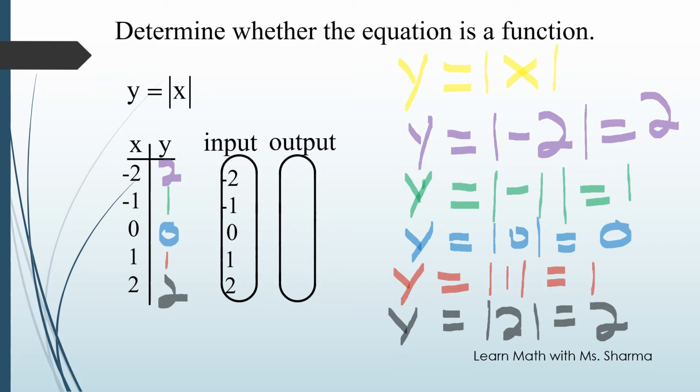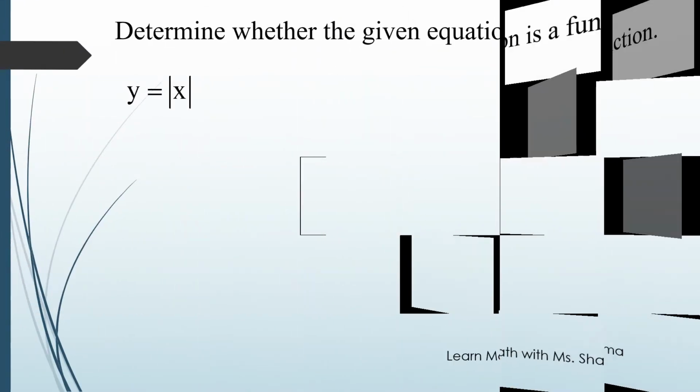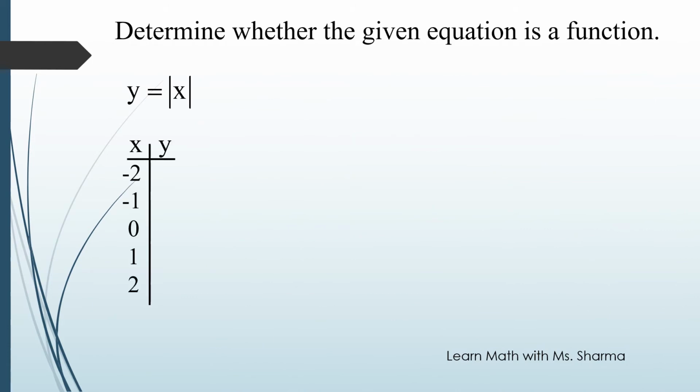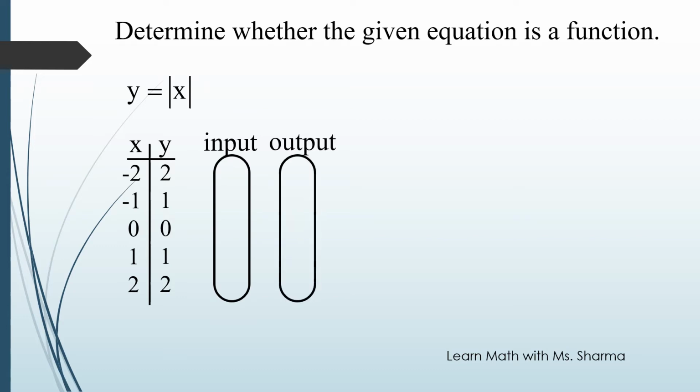Now we are going to map and see if it's a function or not a function. When we map the values we found in the previous slide, we can see one domain value goes to one y value. We can see the range is repeated, the output is repeated, but the domain is not repeated. So the domain is not repeated, therefore this is a function.